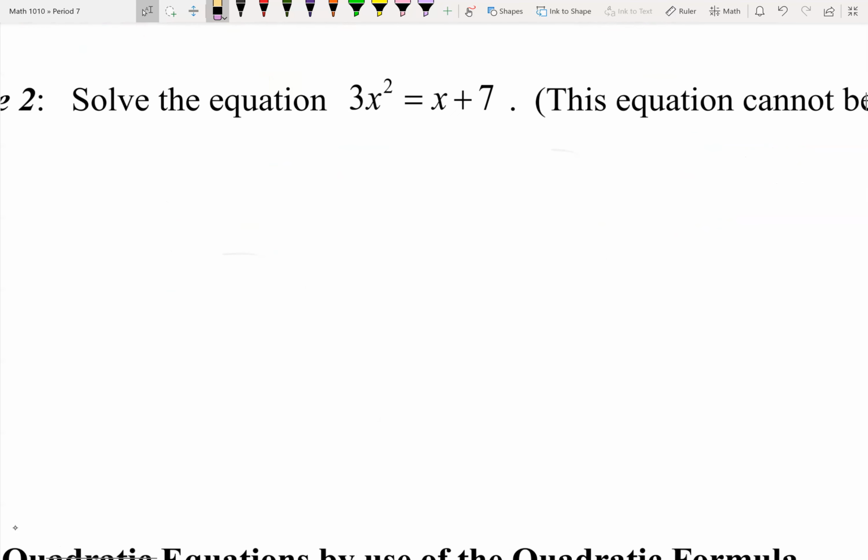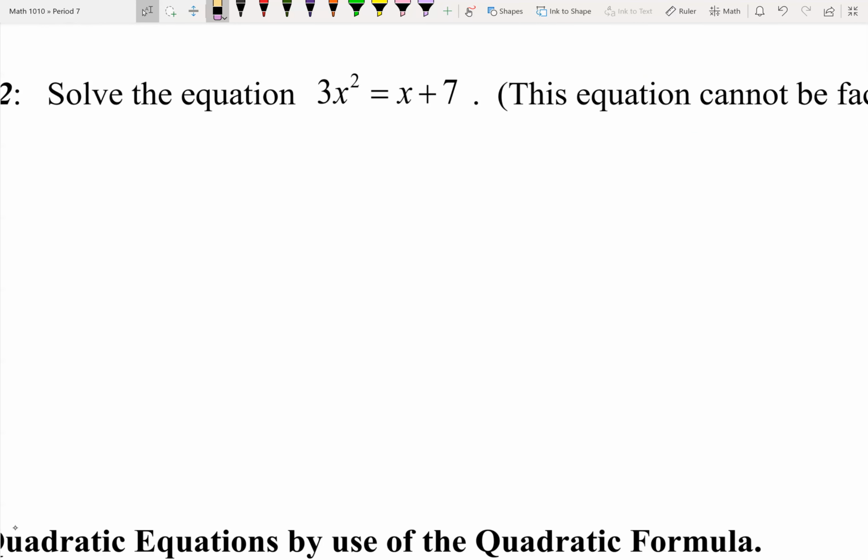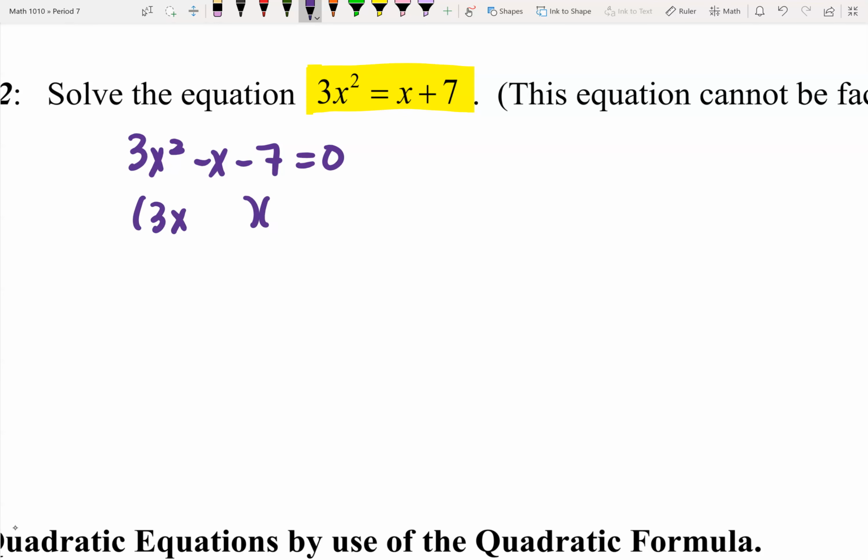So, question 2. Let's ignore all those words and let's just solve it. I actually kind of hate that those words are there because I think you're not going to get the words when you do it. So, I know I'm going to have to factor this. So, step 1 is to get a 0. So everybody go 3x squared minus x minus 7 equals 0. From last time's lesson, we're going to go 3x and plain x.